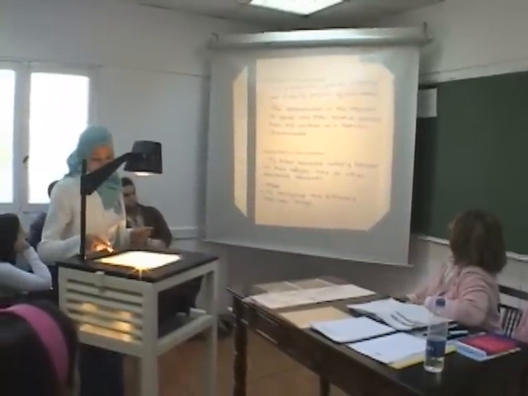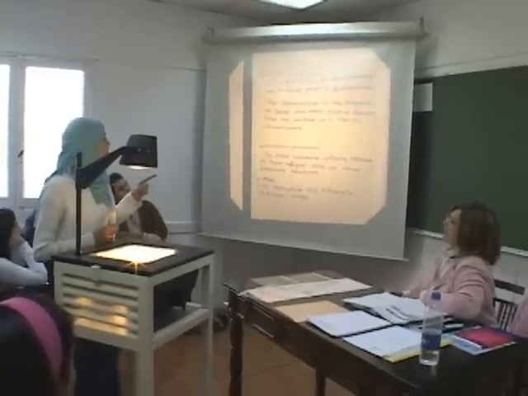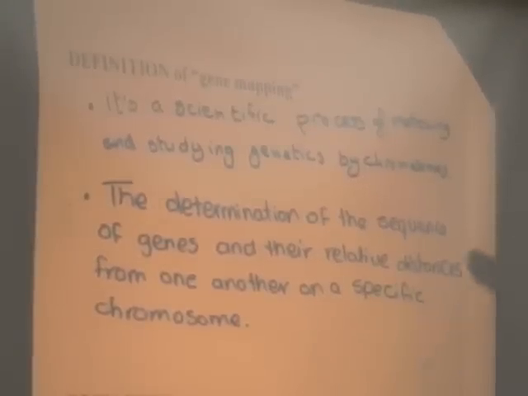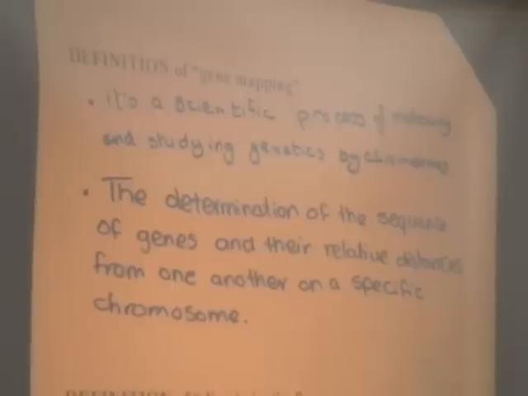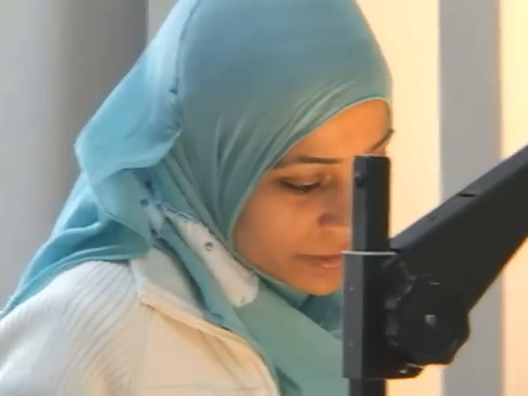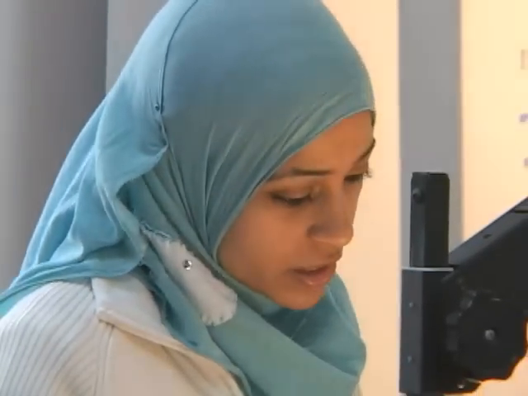Definition of gene mapping. It is a scientific process of matching or studying genetics by chromosomes, or the determination of the sequence of genes and their relative distance from one another on a specific chromosome. Very easy. Okay. Discrimination. To treat someone unfairly because of their religion, race, or other personal features, or to recognize the difference between things. Thank you very much.